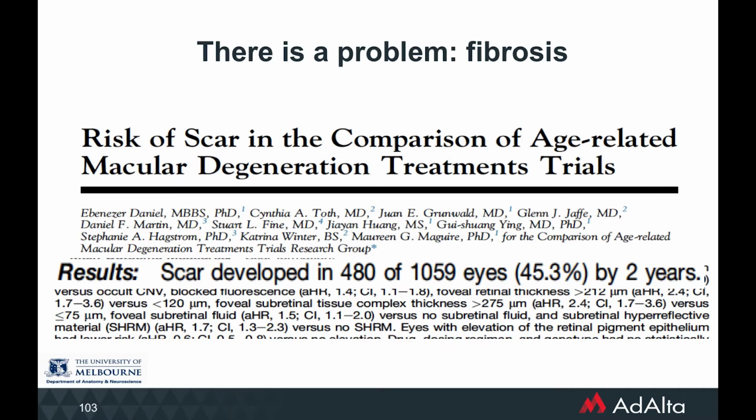It's 50%, sorry. This is shown in this paper here, and I've just taken out the title and the authors and highlighted the key phrase. 45% of patients had scarring or fibrosis after that 7-year period. So again, we can predict who's going to not respond, but we treat them anyway. But in addition to that, you have this problem that people who do respond, half of those lose vision.